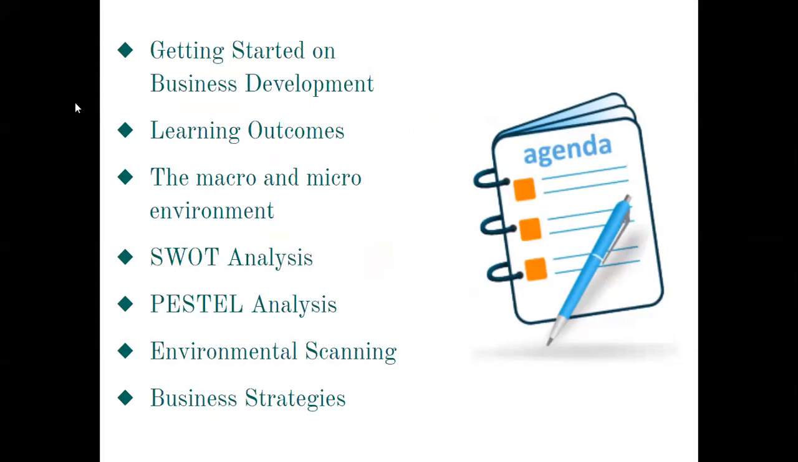Okay, so just an overview of what we'll be looking at. We'll be getting started on business development. We'll talk through the 7 units and what the learning outcomes are for this module. And then we will look at the macro and micro environment, and we'll look at SWOT and PESTEL analysis as tools for analyzing the environment. We'll talk about environmental scanning, and we'll outline a few strategies that businesses might use if they notice changes in their environment. And just to say that this module is accompanied by a manual, which will be available to you as well. And the manual actually deals with all of those issues that Eilish set out.